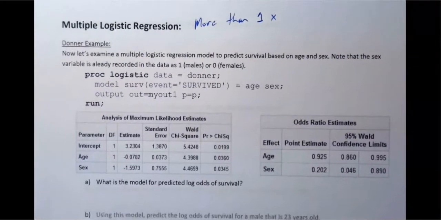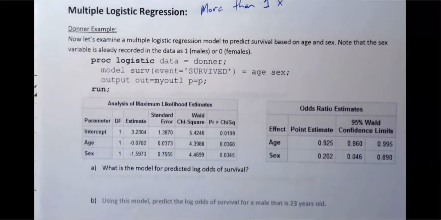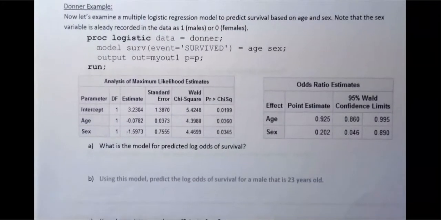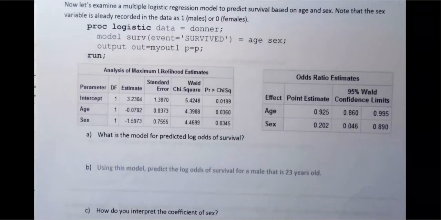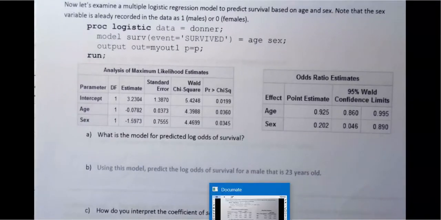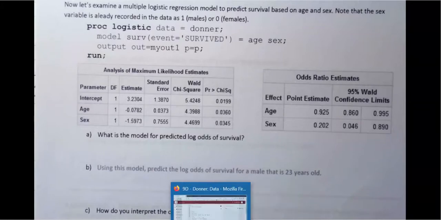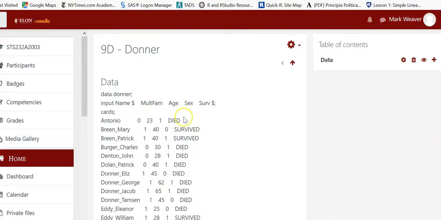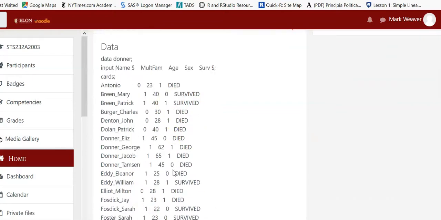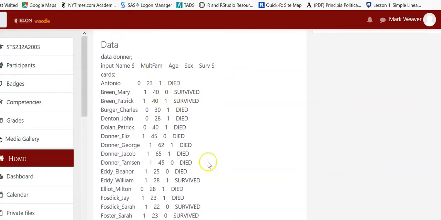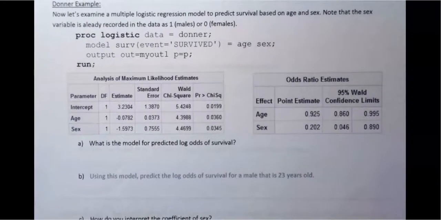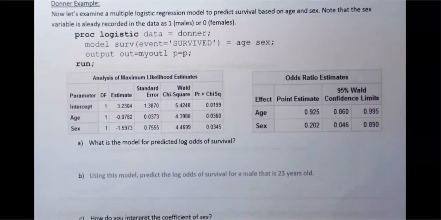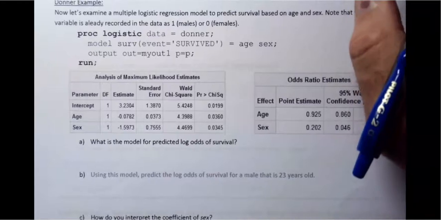Okay. So now let's examine multiple logistic regression where we're trying to predict survival based on both age and sex. And sex is a variable that, if we look in the data set, let me just see my data set here, sex is already coded as 0 and 1, as is multifam. So I don't have to create a dummy variable here, and I don't have to use a class statement. LOGISTIC does have a class statement, as you saw in the last set of notes, but here I already have a 0, 1 variable.